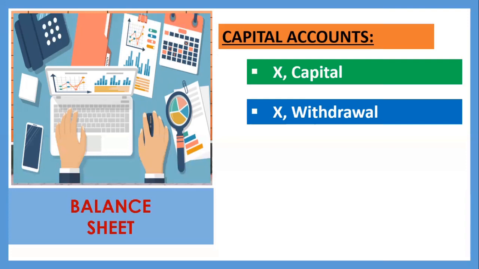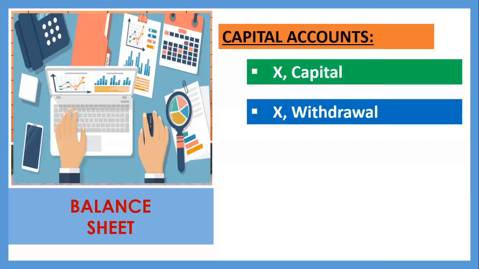On the other hand, we have X withdrawal. X withdrawal refers to the withdrawal made by the company owner. So similar to the capital account, whenever the name of the owner is given in an academic problem, use the name of the owner instead of the letter X. So supposing in our academic problem the name of the owner is John Smith, we should replace X with John Smith. So that becomes John Smith, comma, withdrawal.